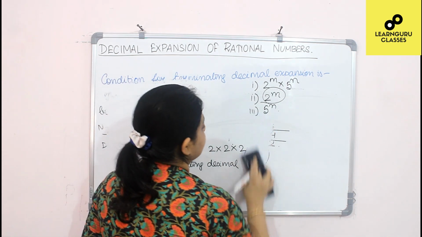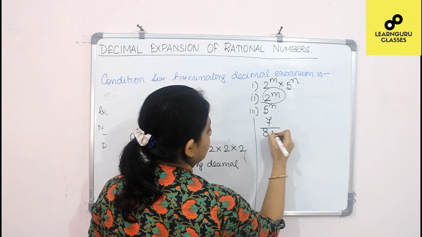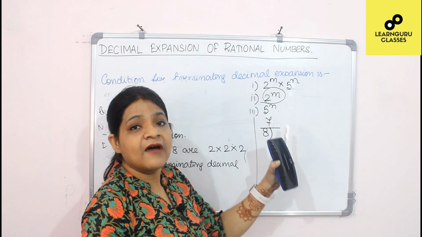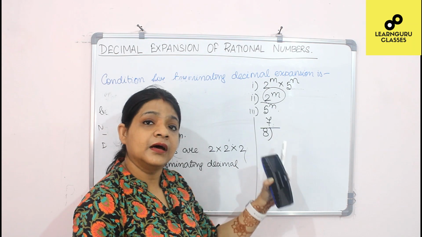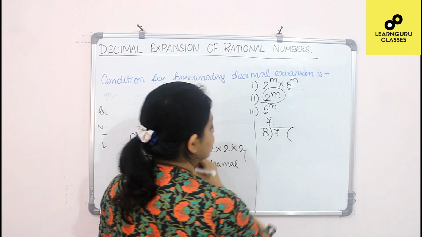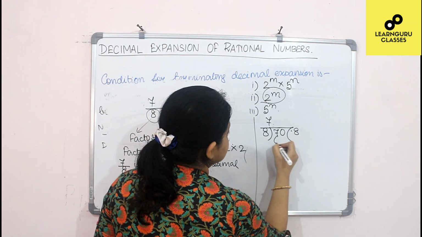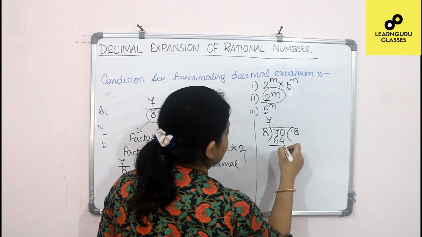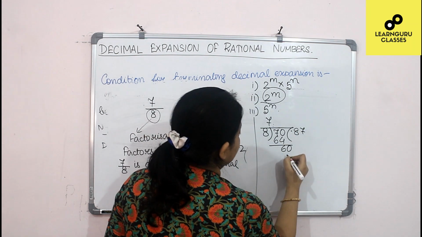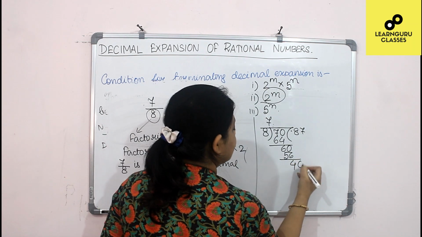See, 7 by 8, I am just cross checking it. I will perform the division. To perform division, we divide the numerator by the denominator. 7 is less than 8, so you have to put a 0 and a decimal. 8 eights are 64, here is 6. Again 6 is less than 8, so again you give a 0. 8 sevens are 56, again you have a remainder of 4. Then you give a 0.